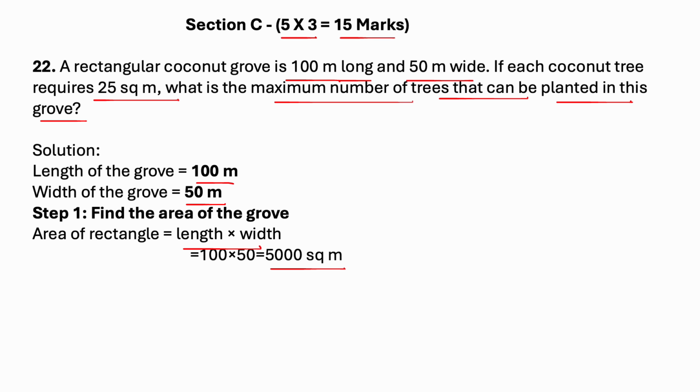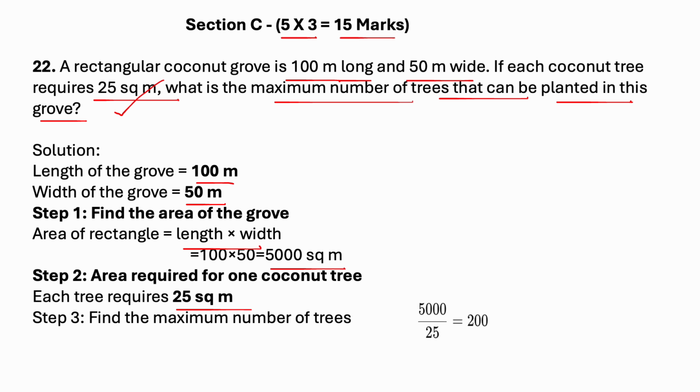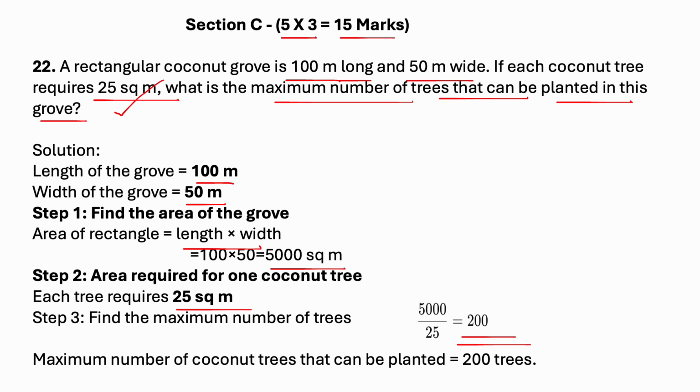Then, area required for one coconut tree is 25 square meter. It is given. Then, we have to find the maximum number of trees that can be planted in this grove. So, total area is 5000. Area required for one coconut tree is 25. So, the maximum number of trees that can be planted is 5000 divided by 25. That is 200. So, the maximum number of coconut trees that can be planted is 200 trees.